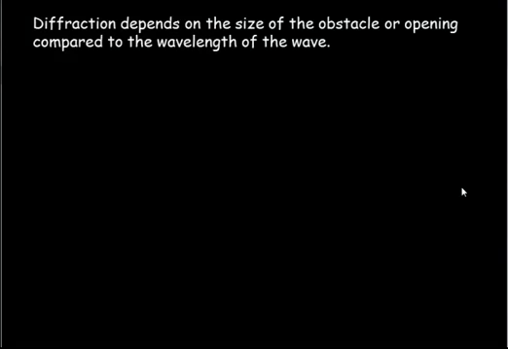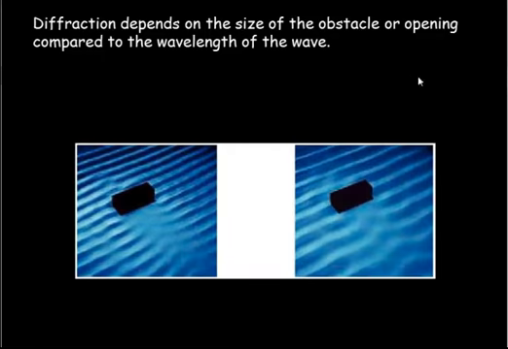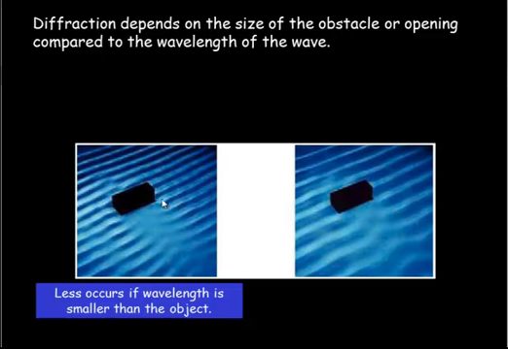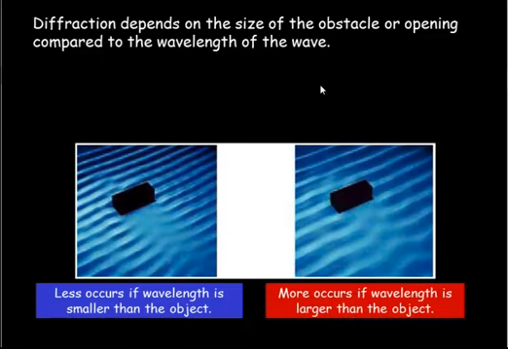As well as that, diffraction depends on the size of the obstacle. So, if we've got quite small wavelengths compared to the size of the obstacle, and wavelengths which are similar to the size of the obstacle, as we can see, there's less diffraction occurring when the wavelength is very, very small. The waves aren't bending around the object, and if the wavelength is longer, then there will be greater diffraction around an object.